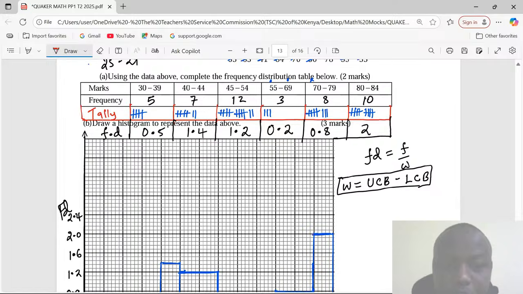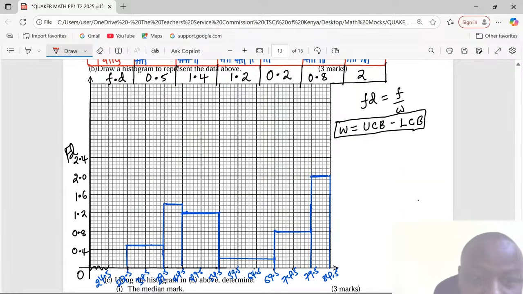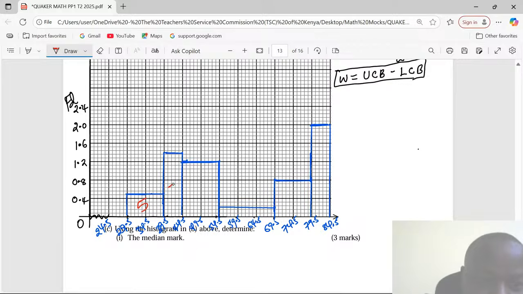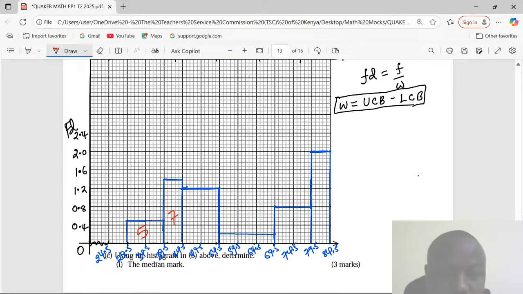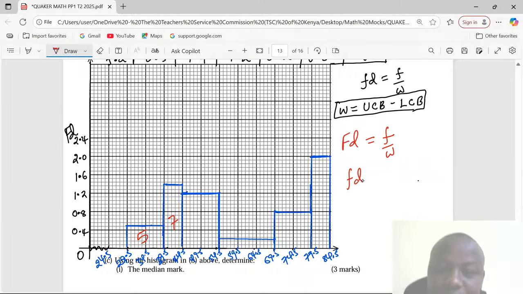So we go to this particular histogram now. From the first bar, how many students are there? There are 5. In the second, we have 7 of them. To get the number of students, we multiply to get the area. The area of the bar represents the number of students. Frequency density is calculated by F over W, so frequency density times width equals frequency, the number of students. So the area in the first is 5.